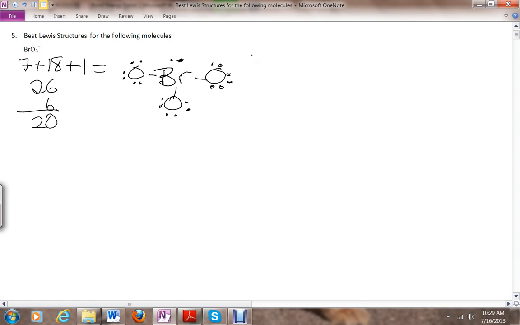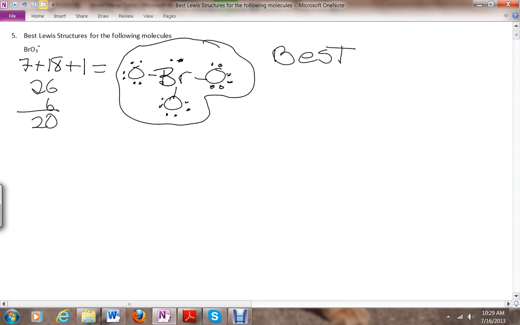So let's check our octet. 1, 2, 3, 4, 5, 6, 7, 8. 1, 2, 3, 4, 5, 6, 7, 8. Perfect. Now you're going to ask me, why are you erasing and changing this? Because we need to find the best Lewis structure. How do we do that?